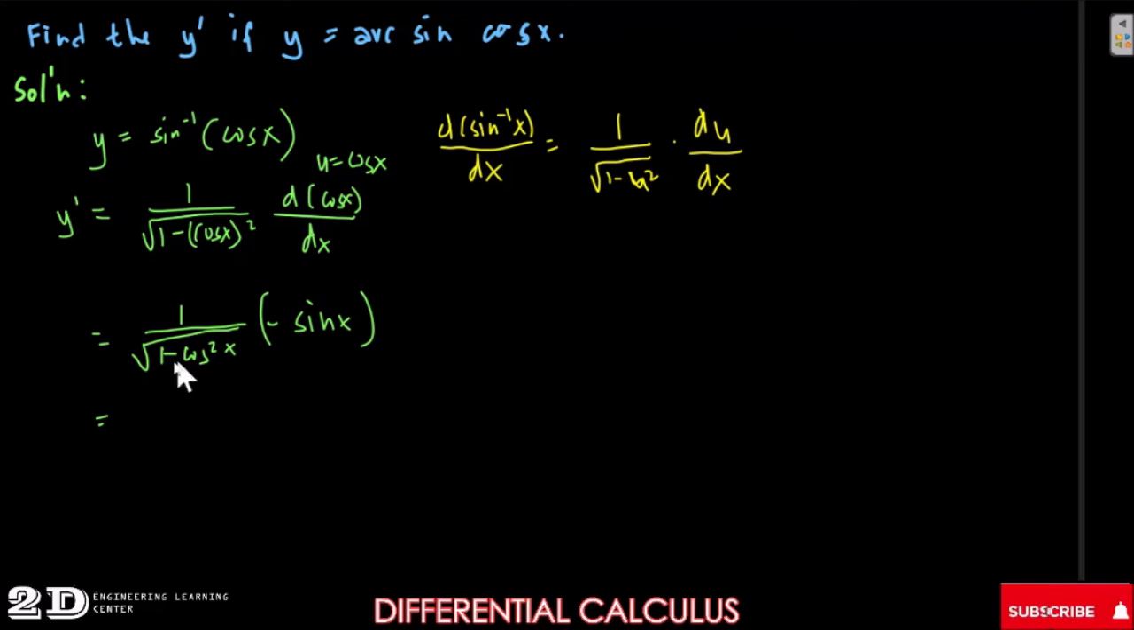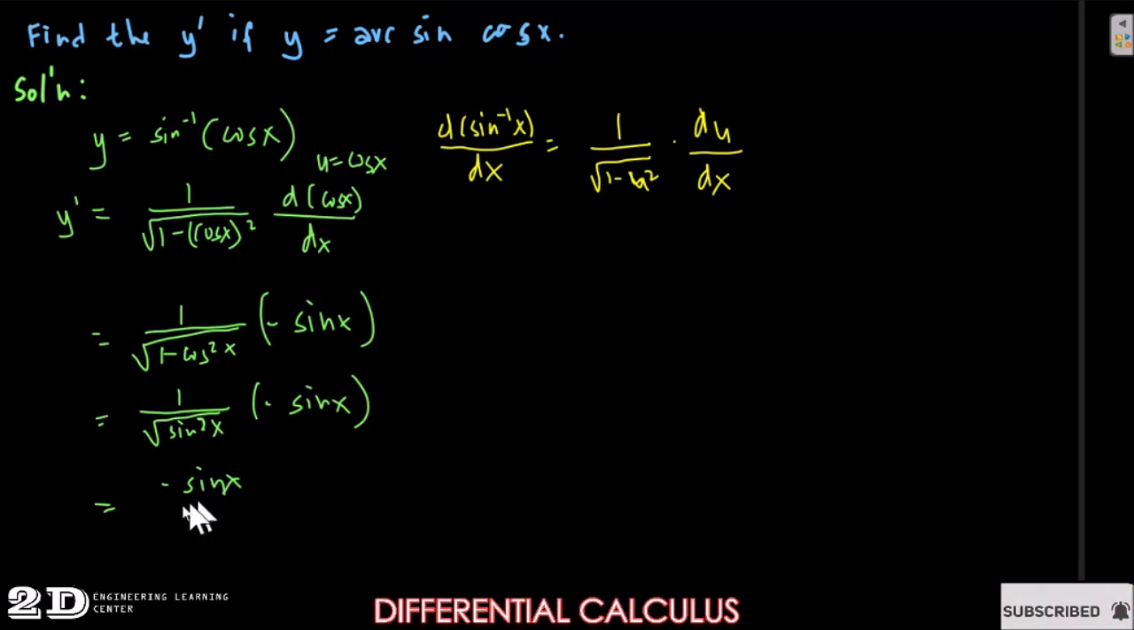Then we will have the trigonometric identity of this one, so that will be equal to the square root of sine squared x, so that is the Pythagorean identity, times negative sine x. So this will be equal to negative sine x over, the square root of that one is just sine x, so we could cancel our sine x, and we will end up with negative 1. And this is now our answer.